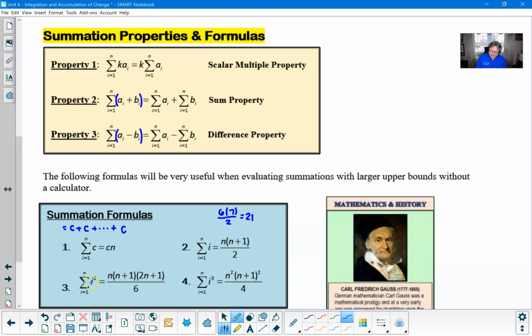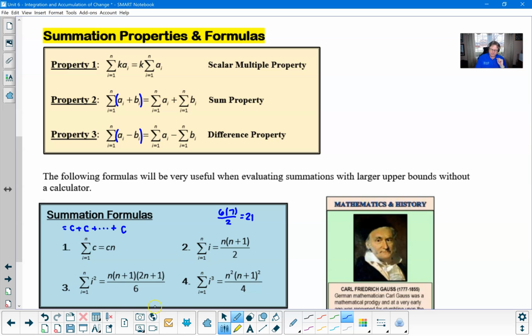Now the summation for i squared is a little bit more complicated. It's got a little bit more going on with it, but again, you can just simply plug in that upper boundary and it will compute the result. Likewise, you have one final summation that's been proven and used all throughout the history of mathematics, and that's the summation of i to the third power. And again, if you just take that upper boundary and plug in for the n value, you'll get this result.